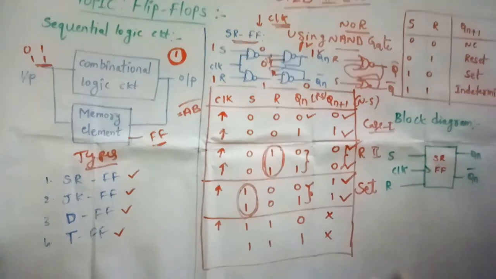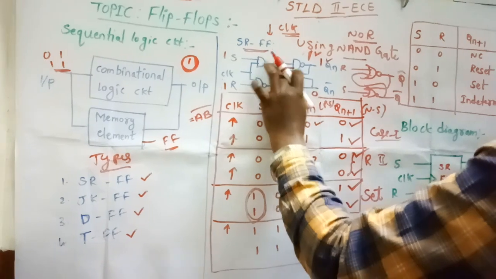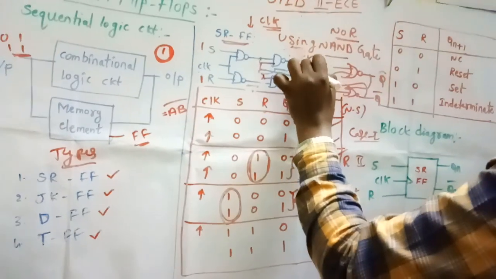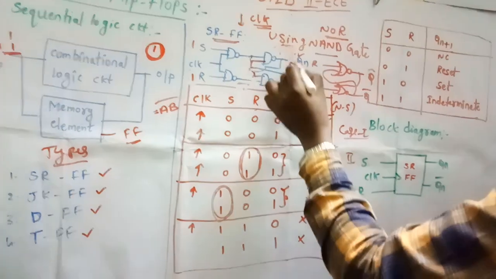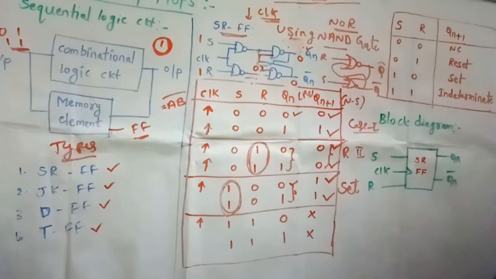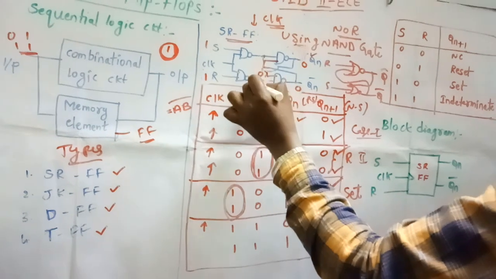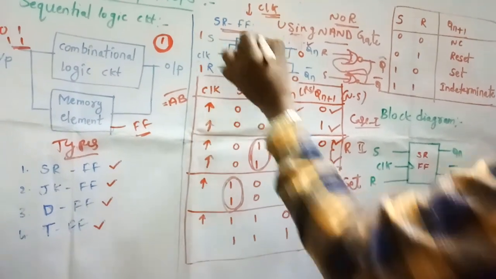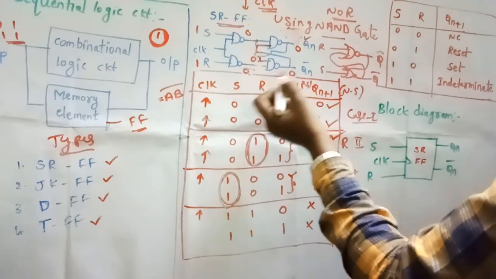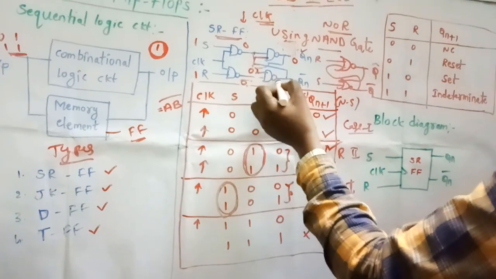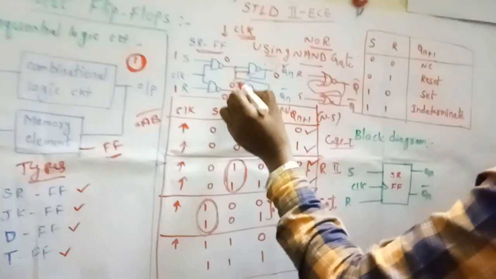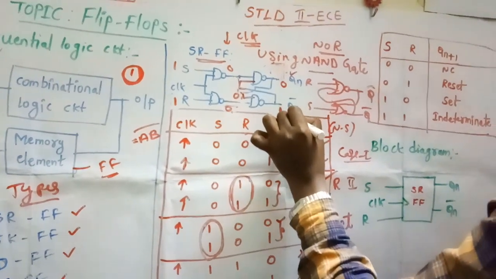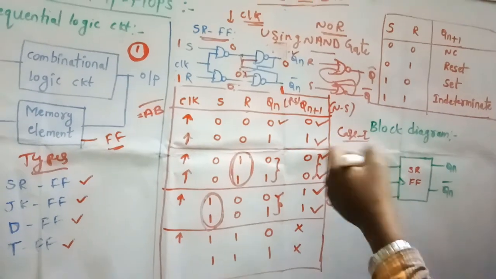If S is 1 and R is also 1, let us consider our prime state is 0. 0 comes here, same as the previous one. Again 1 bar 0. Let us observe this 0 and 0. Two inputs for this one. So 0 into 0, 0. 0 bar 1 here. Remember that remaining cases also we have to observe.